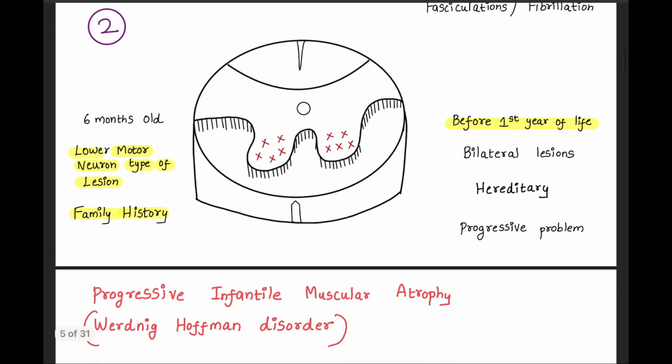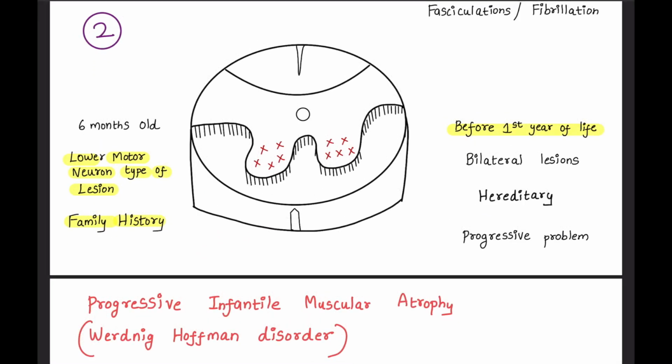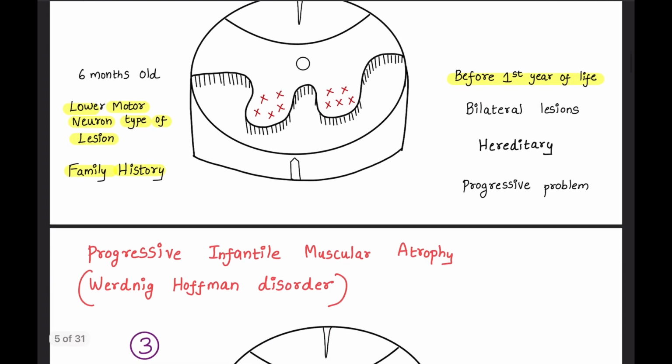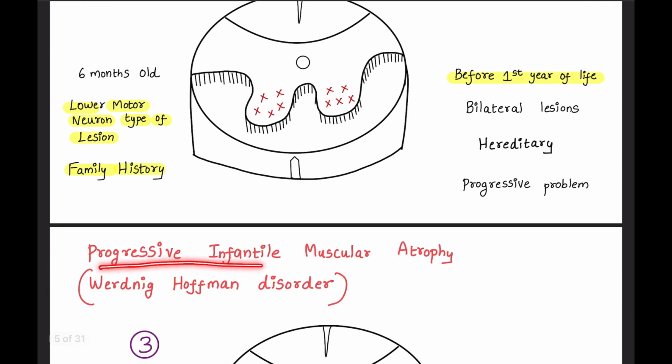In the next case, the patient is 6 months old with a family history of this problem. Family history means either the parents or any of the family members have had the same condition before, and this is a progressive problem because the patient is in the first year of life, that is below 1 year of age. This condition is known as progressive infantile muscular atrophy.